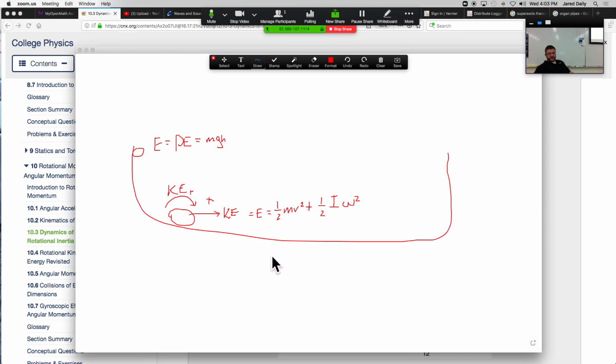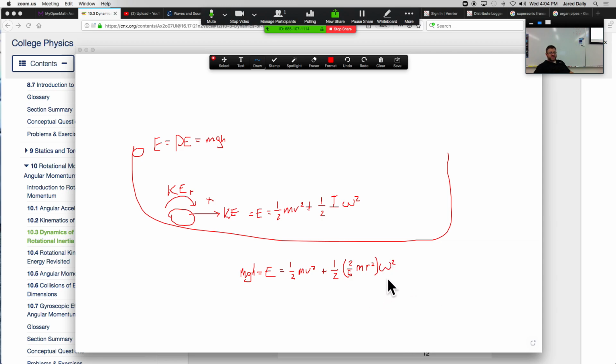I is equal to 2/5 mr squared. Total energy, which also happens to be equal to our potential energy at the beginning, mgh, is going to equal 1/2 mv squared plus 1/2, and then our I, which is 2/5 times the mass times the radius squared, times omega squared.